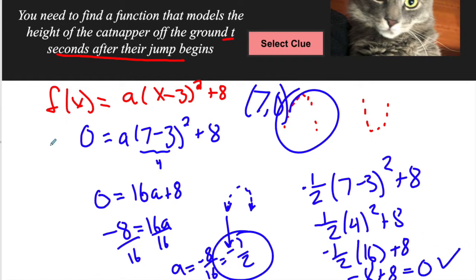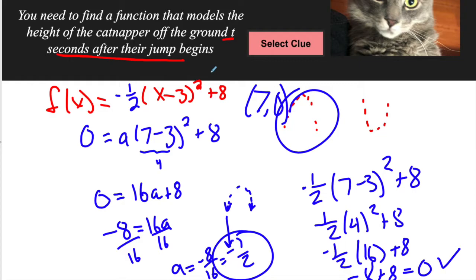Okay, so what this means is our final function needs to be, I'll come here to the a, I now know my a, I'll erase and replace it with negative 1/2. So it's negative 1/2 times x minus 3 squared plus 8. The 3 and the 8 ensure that the maximum height of 8 occurs 3 seconds after the jump, and the negative a ensures that the jump is a downwards facing jump, and the 1/2 ensures that after 7 seconds they're back on the ground.